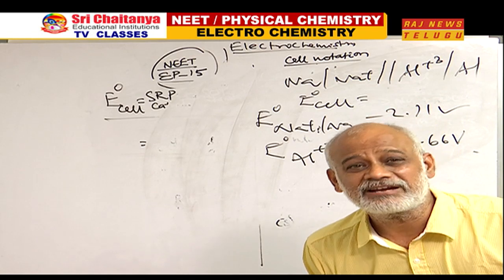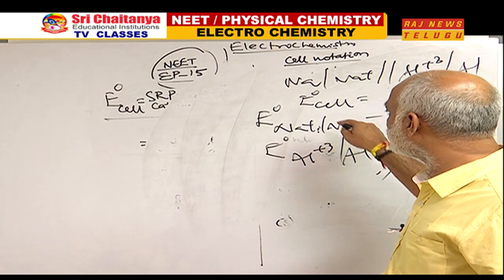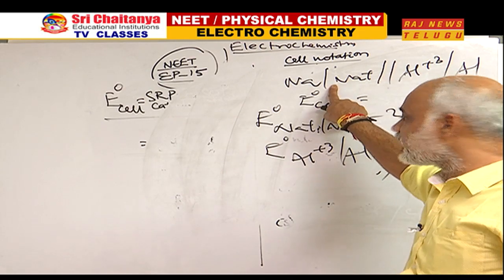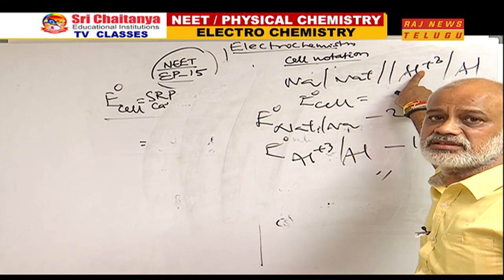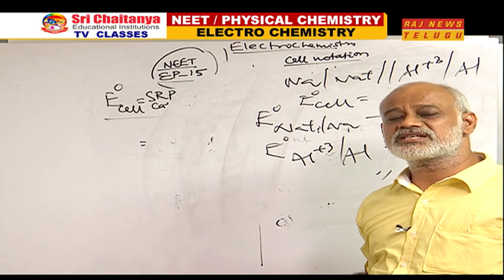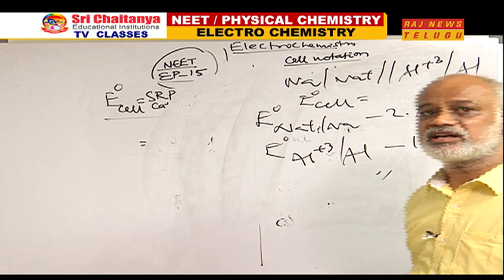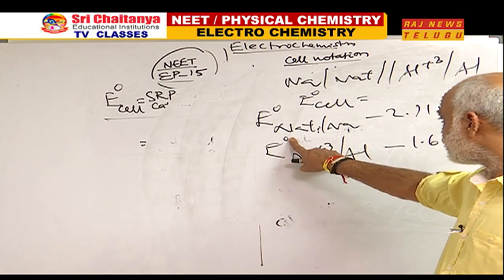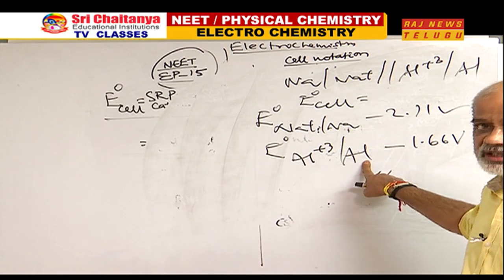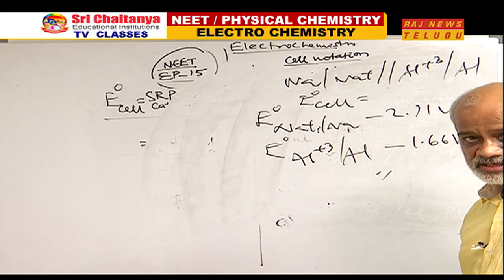Tell me, are we deciding the cathode and anode, or did he decide? He decided. How? This is anode, this is cathode. So, what should be the formula? SRP at the cathode minus SRP at the anode. The question is, did he give SRP or did he give SOP? Na plus to Na, reduction. Al plus 3 to Al, reduction. Both the values given to you are SRPs.